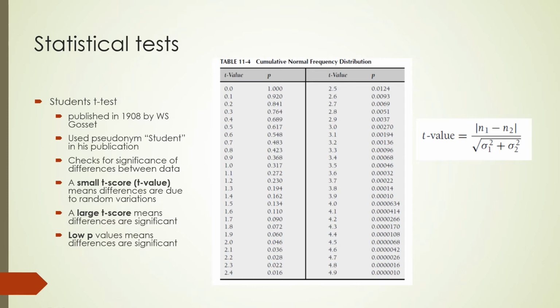To test this, you would first calculate a t-value. A small t-score or t-value means the differences are due to random variations. A large t-score means the differences are significant. After calculating a t-value, you would use the table shown here to get a p-value associated with the calculated t-value. P is the probability that the difference is attributable to random variations in the measurement. 1 minus P is the probability that the differences between the measurements are significant. Low P values means differences are significant.